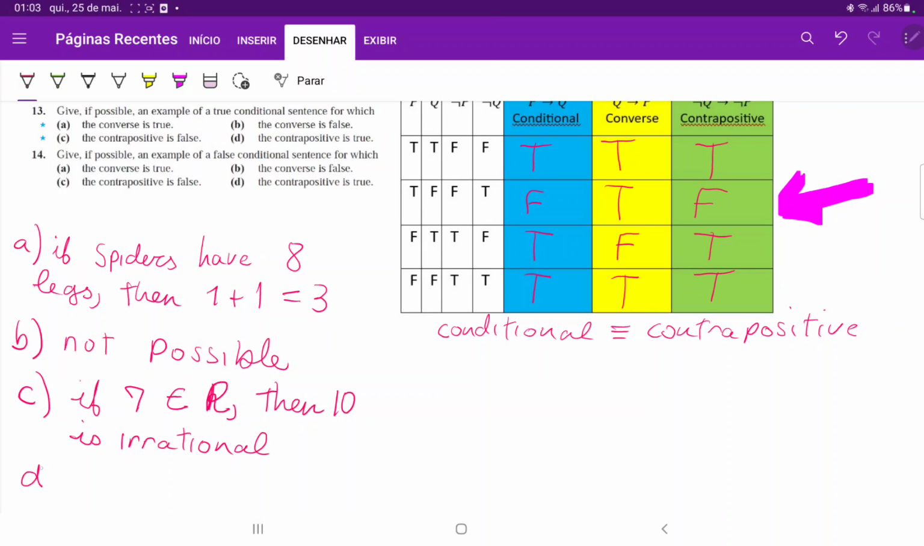And for D, we want where the conditional is false, but the contrapositive is true. Now, we've seen that the conditional is equivalent to the contrapositive, and they have the same truth tables. So there's no way that the conditional could be false and the contrapositive could be true, or vice versa. Whenever the conditional is false, so will the contrapositive be. So that is not possible.